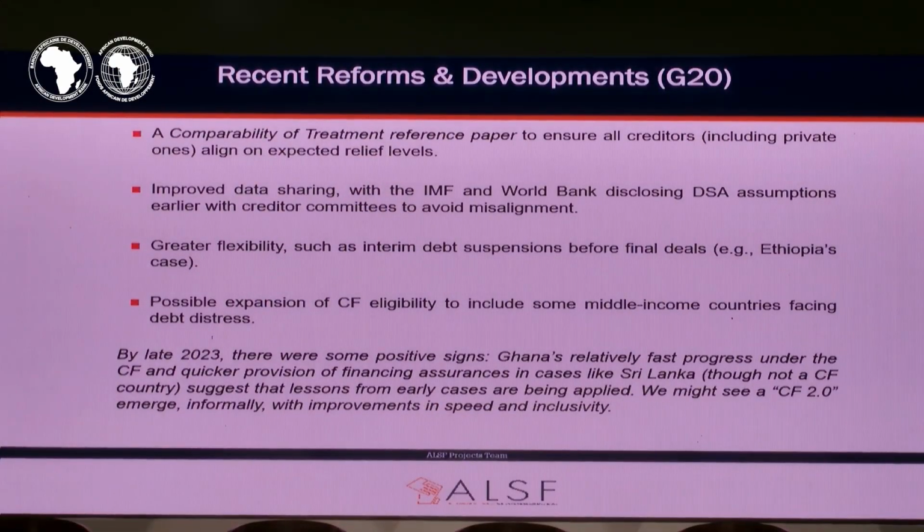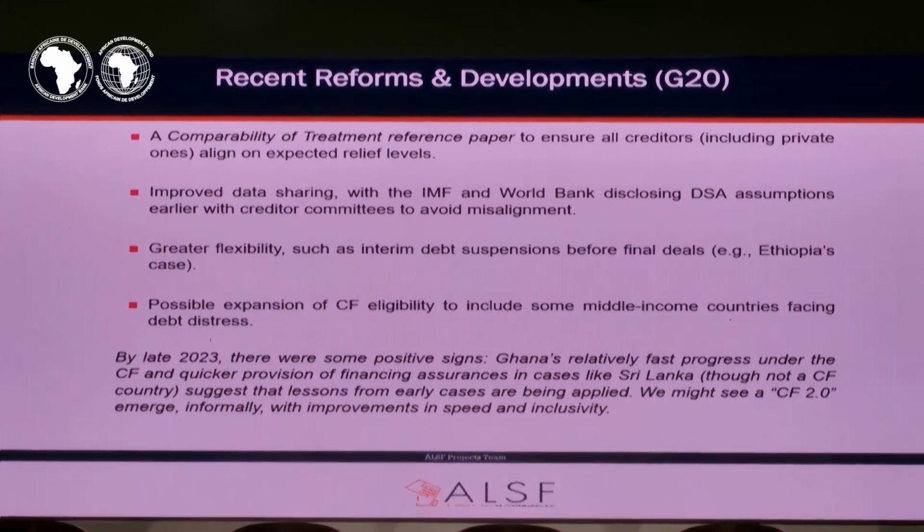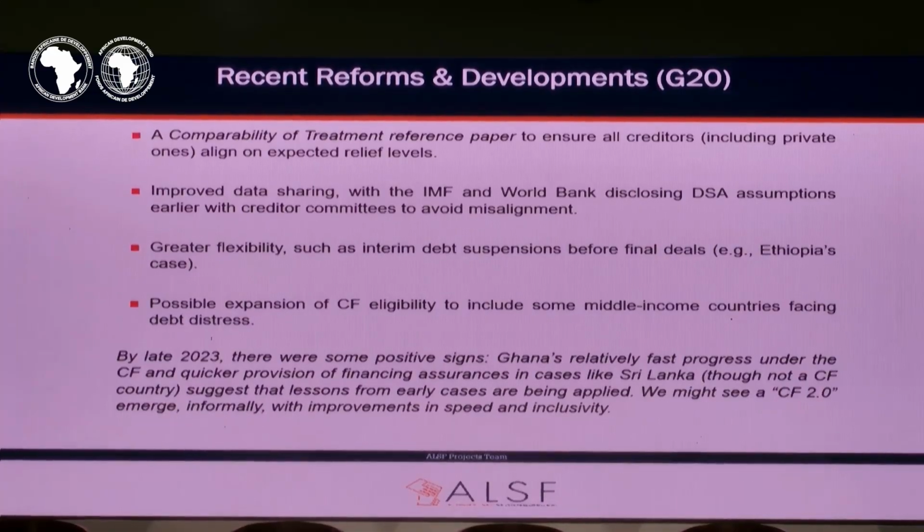So it says here also that a comparability of treatment reference paper to ensure all creditors, including private ones, align on relief levels. So prior to now, comparability of treatment, even though there are defined metrics, and Rabi did a fantastic job yesterday describing these metrics, already exist, there is still, to some extent, struggle amongst creditor classes as to what is exactly comparable. And so we are expecting a reference paper from the G20 on how this will be improved under the common framework.